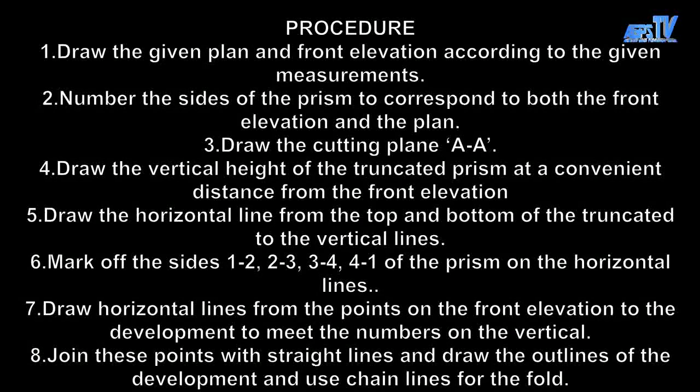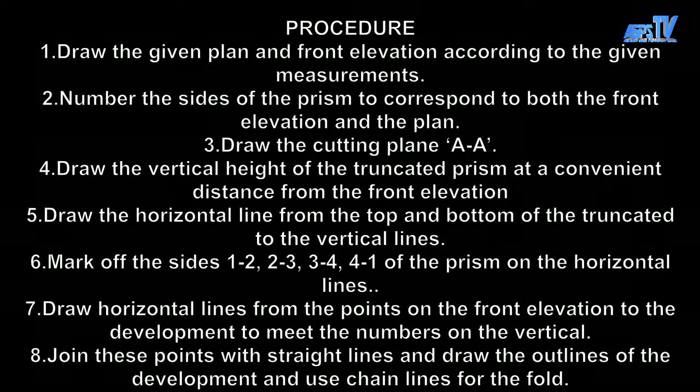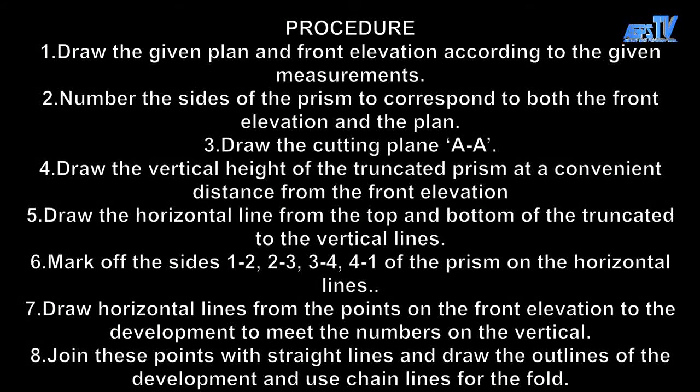Then step six, you mark off the sides 1 to 2, 2 to 3, 3 to 4, and then 4 to 1 of the prism on the horizontal lines. Then step seven, you draw horizontal lines from the points on the front elevation to the development to meet the numbers on the vertical.